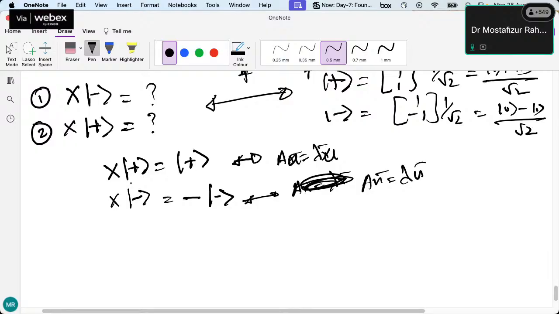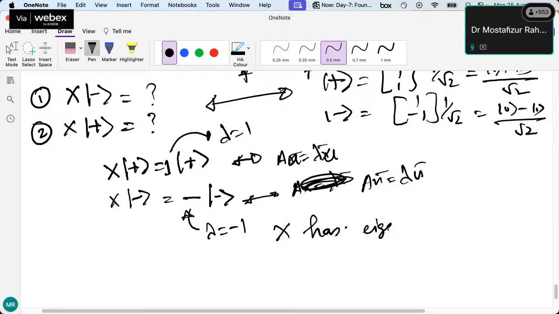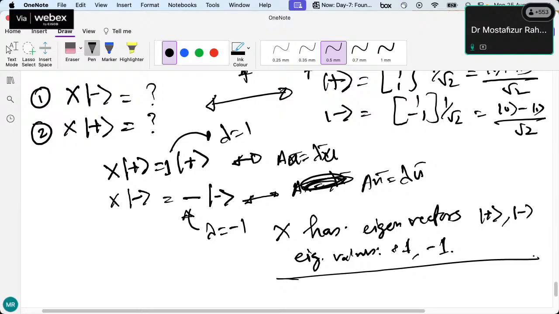So here I can check that X on the plus state gives the plus state, with eigenvalue lambda equals 1. Here the minus state gives minus the minus state, with eigenvalue equal to minus 1. That means the Pauli X operator has eigenvectors, or eigenstates, plus and minus with eigenvalues plus 1 and minus 1, right? So you cannot always say that the X gate is the bit flip gate or some other gate is the phase flip gate; it depends on which information coordinate system you are talking about.